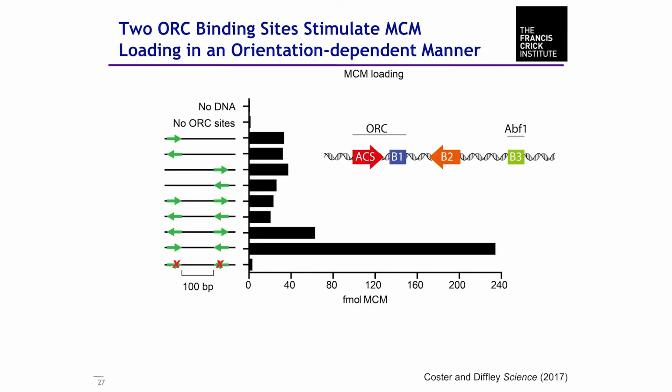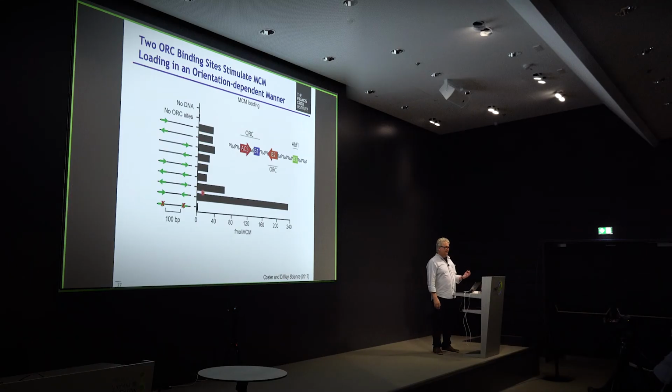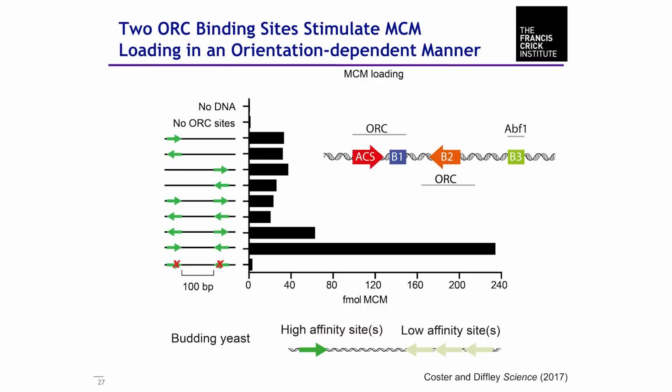And it turns out that, in fact, the one element that I haven't told you much about is this B2 element. And it turns out that the B2 element is actually a weak ORC binding site. And so from this and from a variety of other experiments, I think it's now pretty clear that what makes a budding yeast replication origin is ORC binding sites in opposite orientations. And the typical configuration is a high affinity site flanked by multiple low affinity binding sites in the opposite orientation.